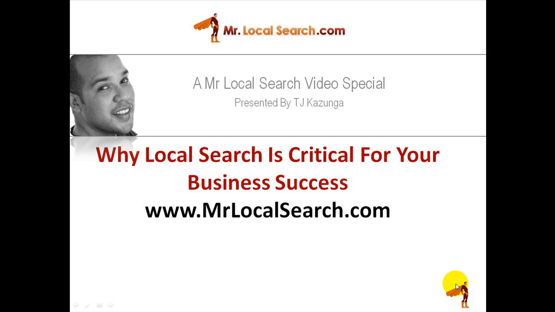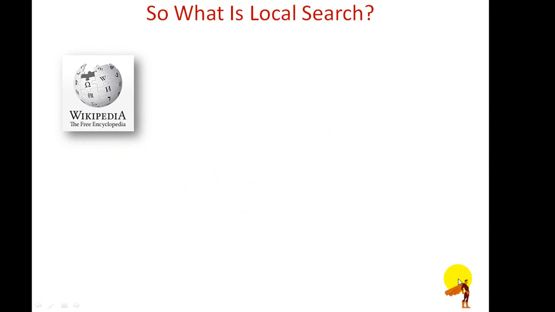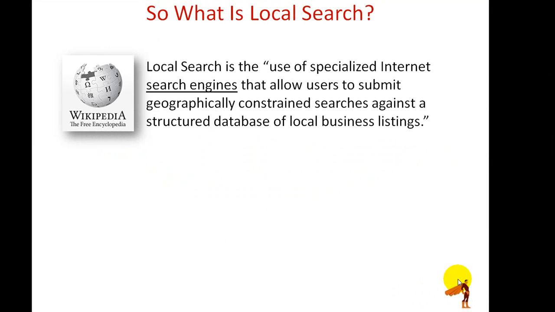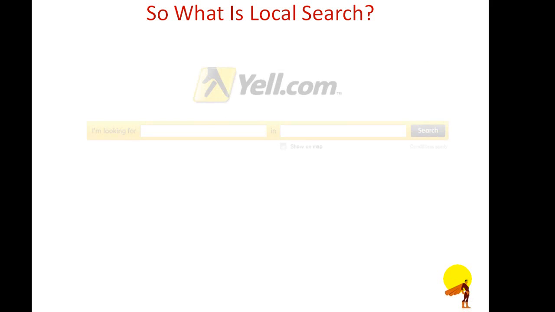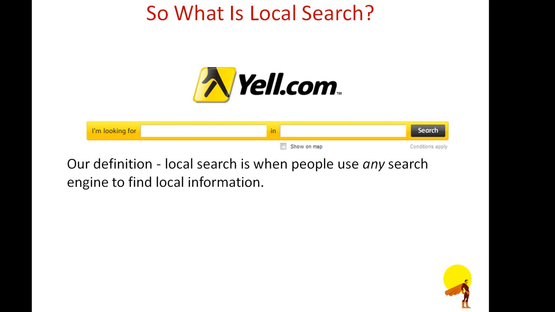So let's go. Now, according to Wikipedia, local search is the use of specialized internet search engines that allow users to submit geographically constrained searches against a structured database of local business listings. Phew. Yeah, I know, really exciting. So really what they mean is local search is when people use a specialized search engine like a local business directory, say like Yelp, to find local information.